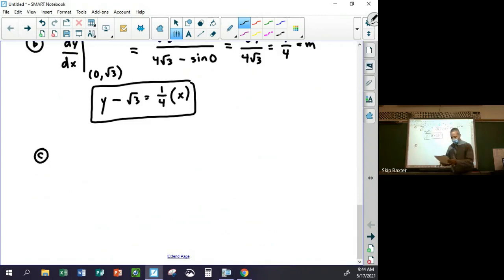C, it says for x between 0 and pi and y positive, find the coordinates of the point where the tangent line is horizontal. So what do you do here?